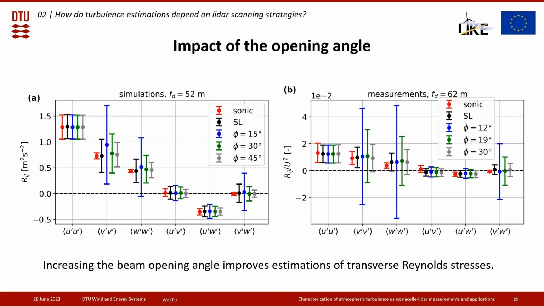And we also see a similar trend from the measurement, and it's worth noting that with an opening angle of 45 degrees, although we have only 6 beams, the 6 beam LiDAR even outperforms the spinner LiDAR and has a smaller uncertainty. We see a similar trend in the measurement, but we cannot go up to 45 degrees. But the plots are quite similar.